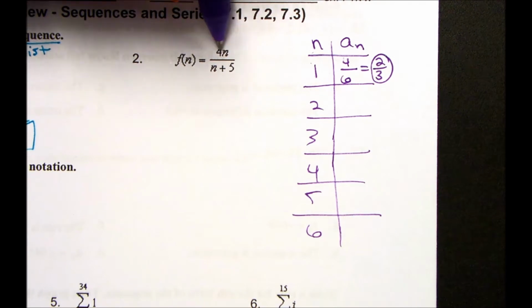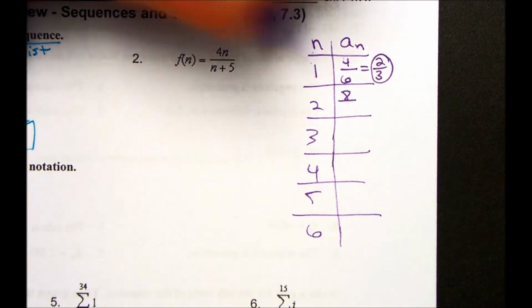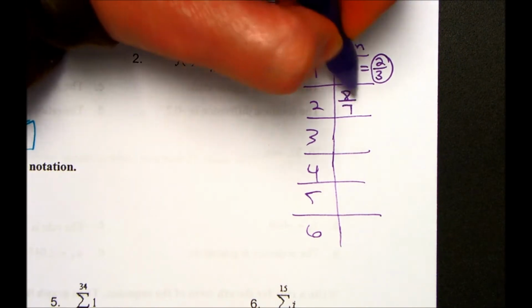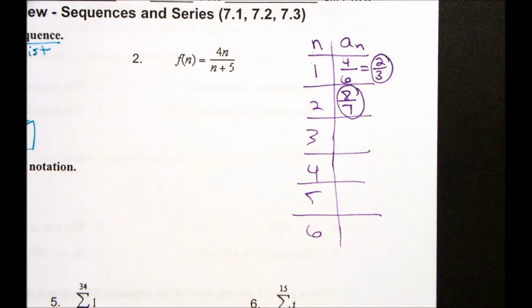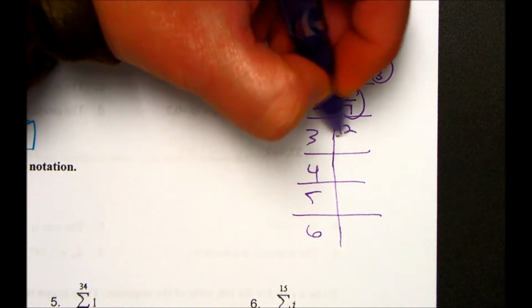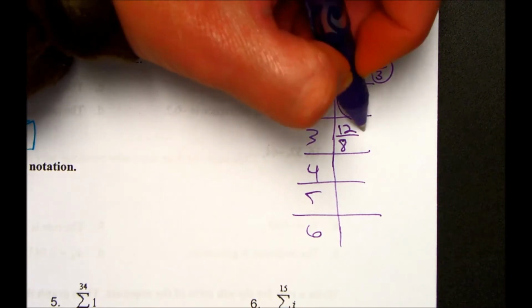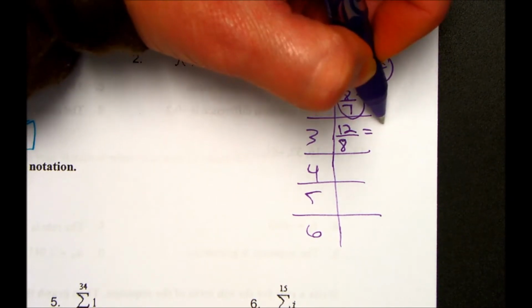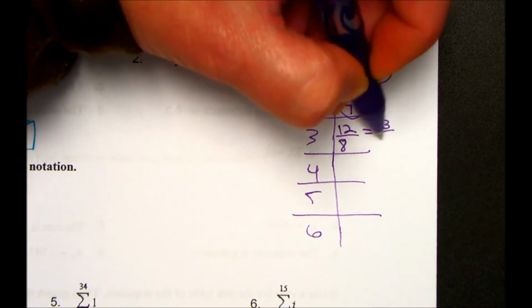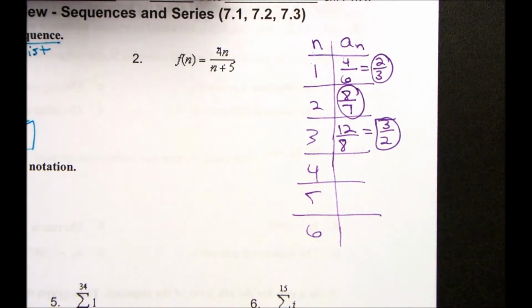Now substitute 2. 2 times 4 is 8. 2 plus 5 is 7. That cannot be simplified, so that's my second term. Now substitute 3. 3 times 4 is 12. 3 plus 5 is 8. That one can be reduced by 4. I can divide both of them by 4, which gives me 3 halves. So that's the third number in my sequence.